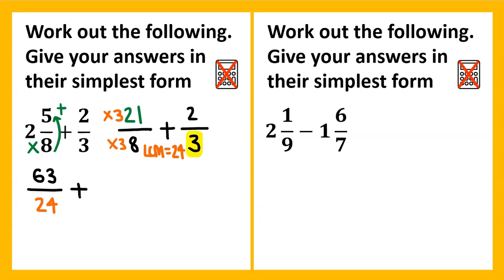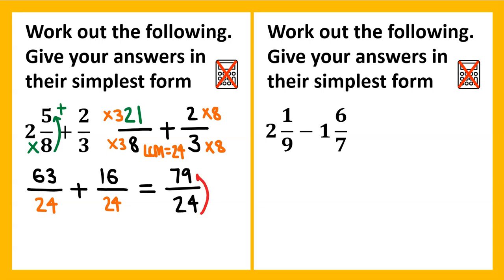And for the second fraction, I will need to multiply 3 by 8 to give me 24. So multiplying the 2 by 8 as well is 16 over 24. Adding these fractions together is 79 over 24, and I can simplify by writing this as a mixed number. So 24 goes into 79 a total of 3 times, leaving a remainder of 7. So 3 and 7 over 24.